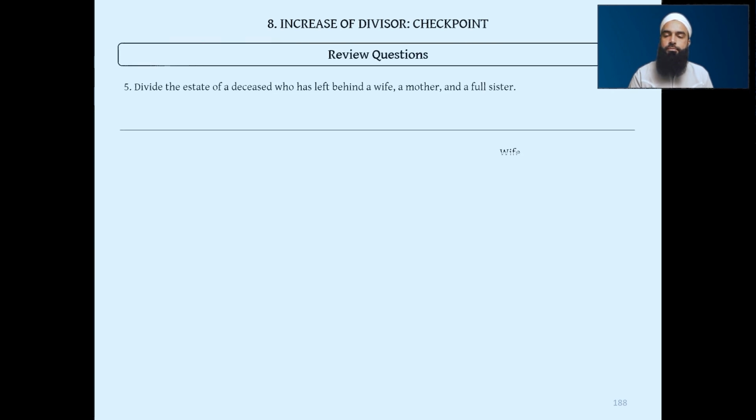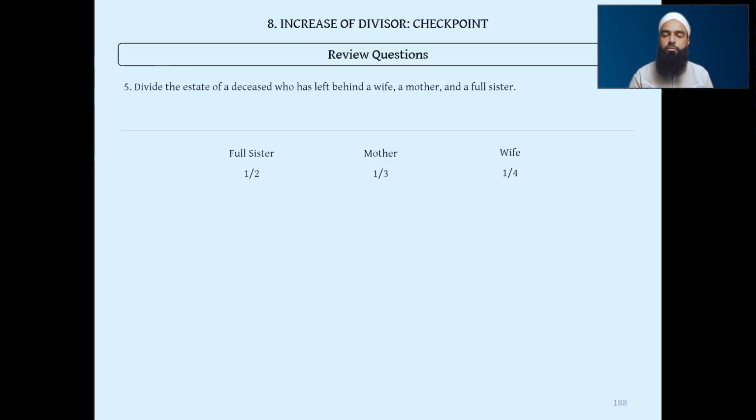Next question. We have wife, mother, full sister. What happens in this scenario? Now, to reveal the answer, the wife receives a quarter, there's no children. Mother gets 1/3 because there's no children or 2 siblings, there's only 1 sibling here. And the full sister gets her half. So we see the quarter and the half are group 1, and the third, the mother's share, is group 2.